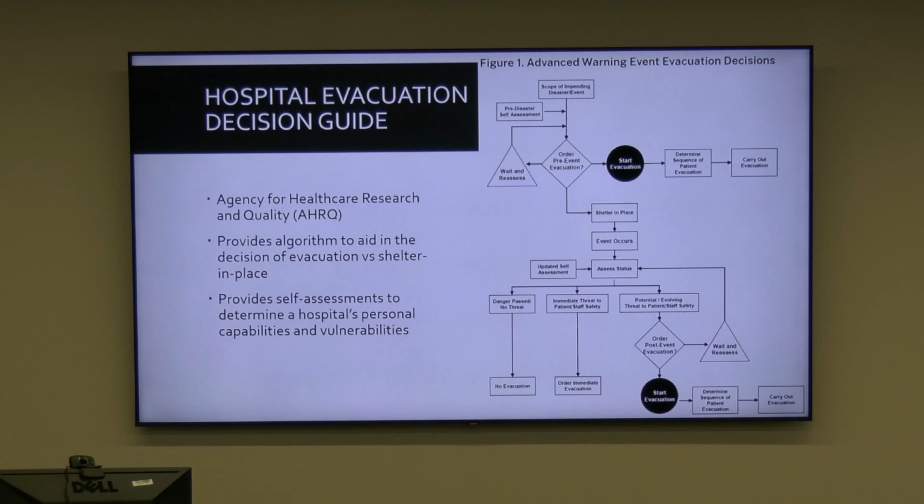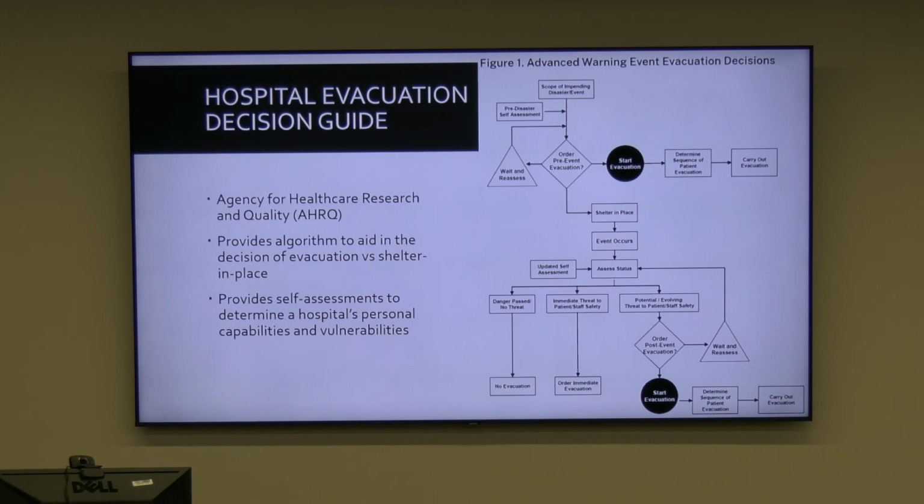So, like I mentioned, in Hurricane Sandy, there was no real decision criteria. After all of these hurricanes, the Agency for Healthcare Research and Quality, or the AHRQ, actually made a hospital evacuation decision guide. This was a huge milestone because it really gave us a way to evaluate different aspects of the pros and cons of hospital evacuation versus shelter-in-place decisions. It also provided an algorithm, which I'm going to talk about right here.